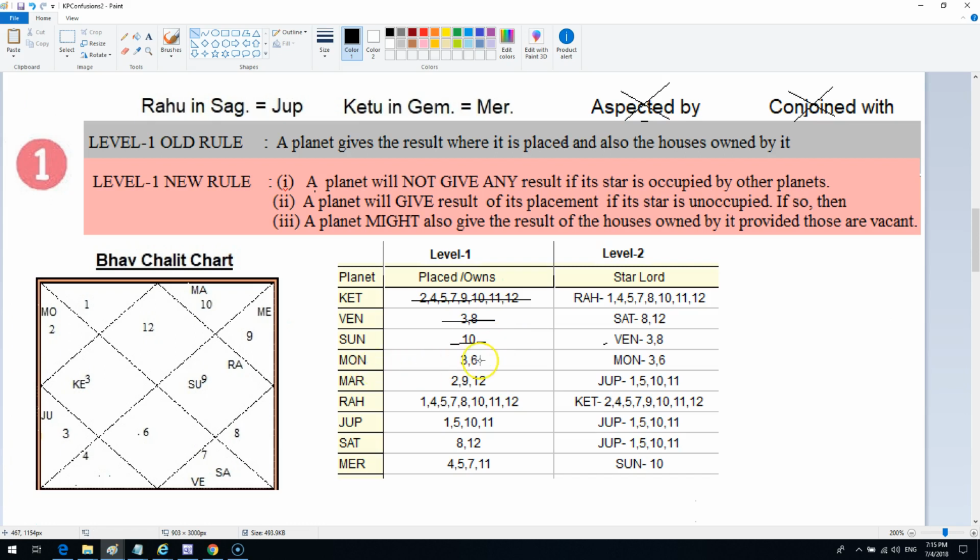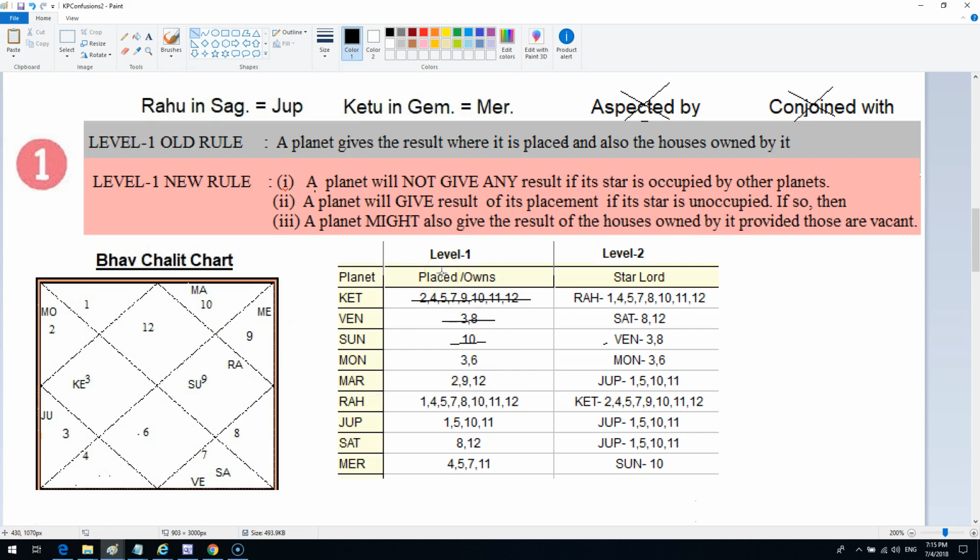Now let's look at Moon. If you look at the list, Moon itself is occupying Moon's star. This is typically called a self significance in Krishnamurti's Paddhati. So since Moon is occupying its own star, we say Moon will give the result of where it is placed. The moment we say that Moon is going to give the result, it gets split into two parts. Moon is going to give the result of where it is placed, that is the first part. Moon is placed in the third house, so Moon is going to give the result of the third house.